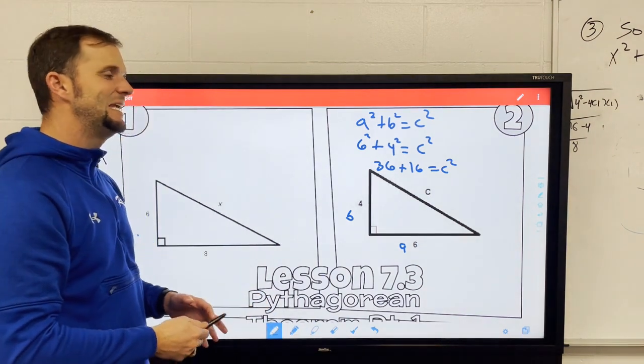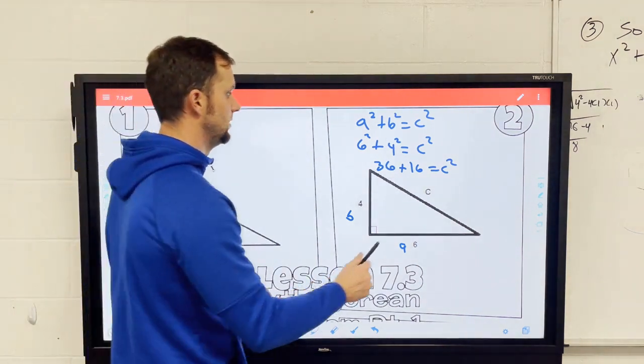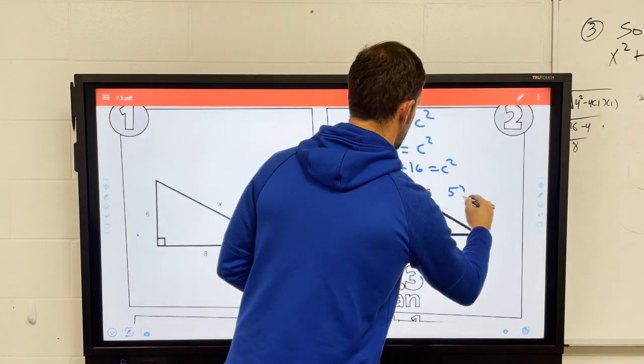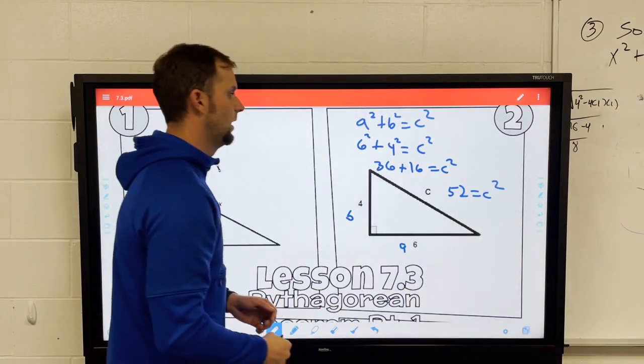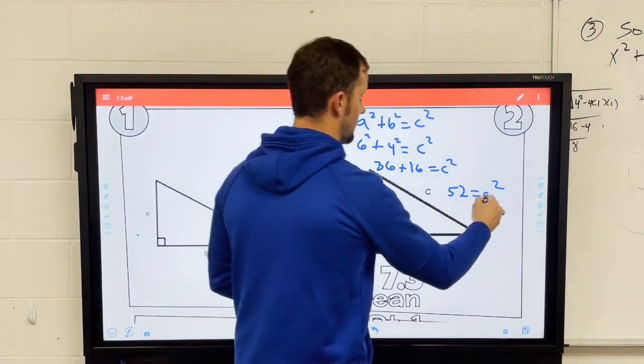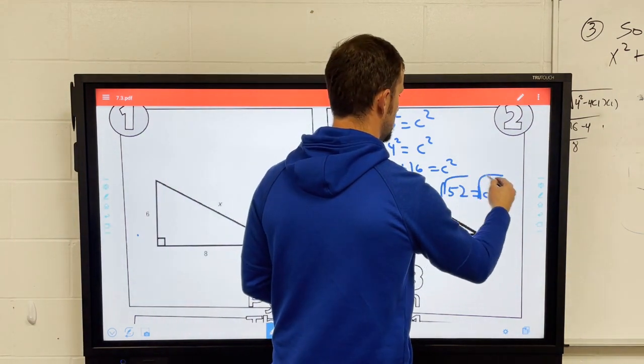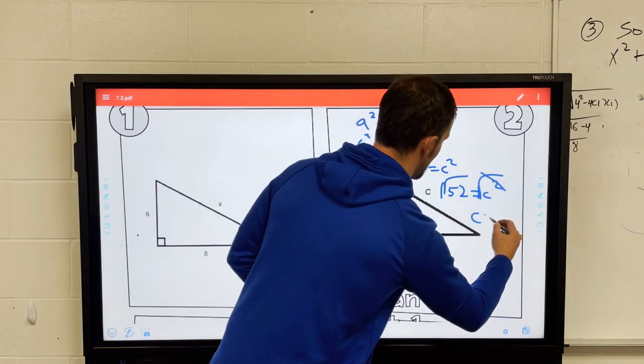It looks like 16 and 36 are going to add up to 52. Okay, so that's going to give me 52 equals c squared. And so now I'm going to take the square root of both sides. But whenever I take the square root of both sides, 52 is not a perfect square.